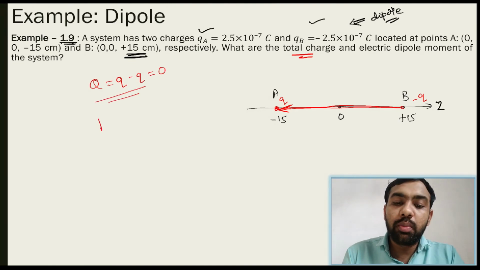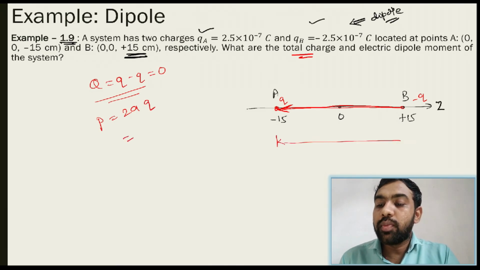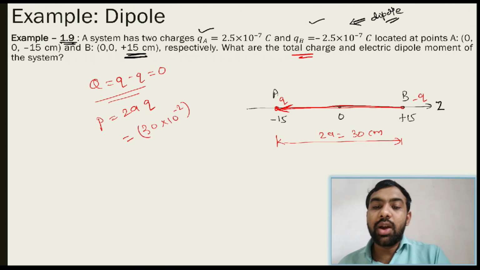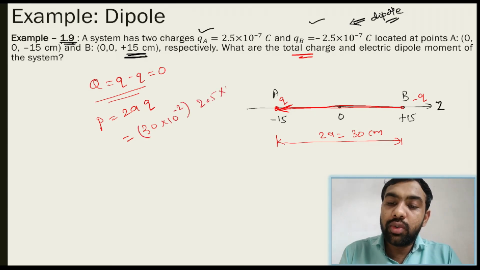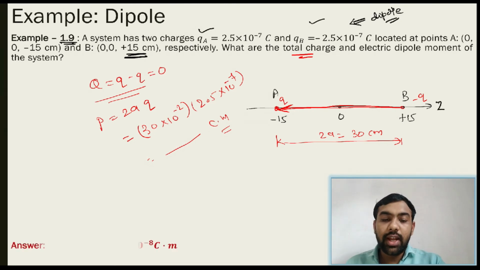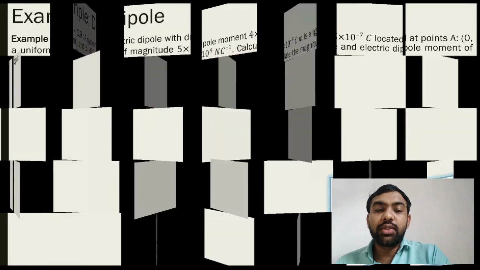And the electric dipole moment P is equal to 2aq. So 2a कितना है? Total distance count करना है. So 2a is equal to 15 plus 15, 30 centimeter. Okay. So 30 into 10 raised to minus 2 मीटर में काउंट करो. q कितना है? 2.5 into 10 raised to minus 7. So this is our answer in coulomb meter. By this way you get this answer. Total charge Q is equal to 0 and P is 7.5 into 10 raised to minus 8 coulomb meter. After calculating you get this answer. All of you note this. Then after that we go to the next one.